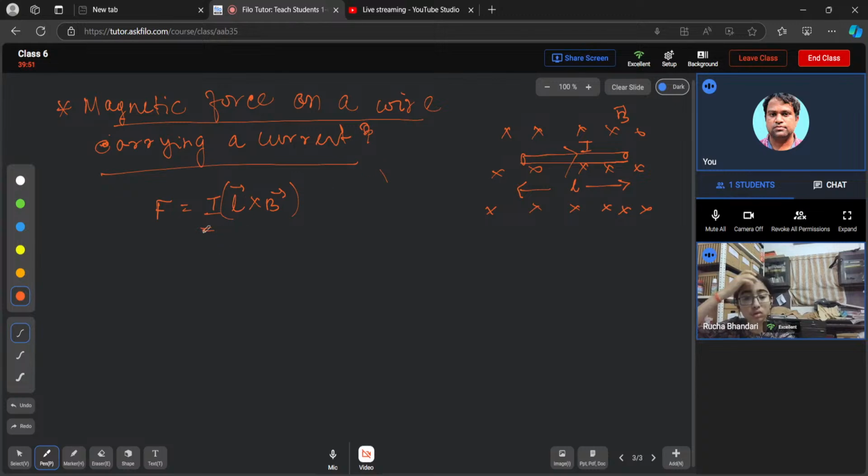And we can write, cross product means sin theta will be there. If the length of the conductor L and B are perpendicular to each other, theta will be 90 degrees. Then it is B sin 90.